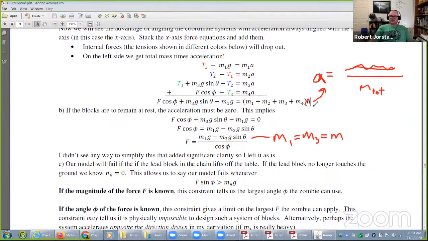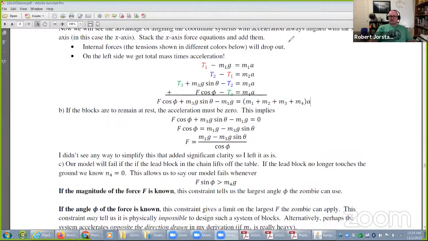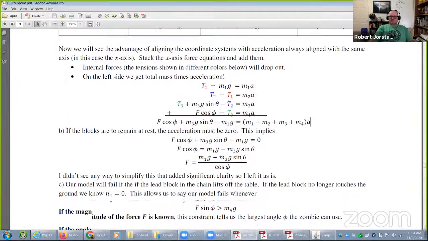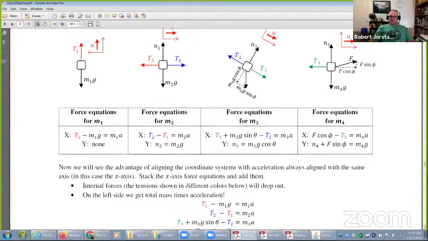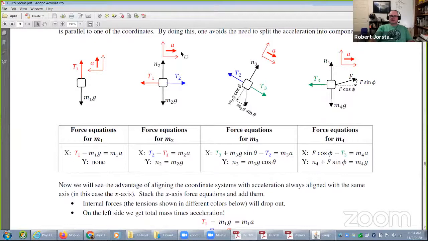I didn't actually solve for A yet, so I should have done that. But just to make sure everybody's on the same page here, notice a couple of things that I did here, and I was talking about this with the other group.